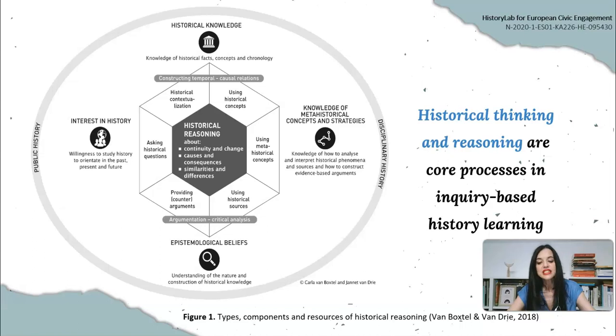Figure 1 presents an integrative framework defining types, components, and resources of historical reasoning. Historical reasoning attempts to reach justifiable conclusions about processes of continuity and change, causes and consequences, and or differences and similarities between historical phenomena or periods. These conclusions are developed through the analysis and critical evaluation of available historical interpretations of primary sources.